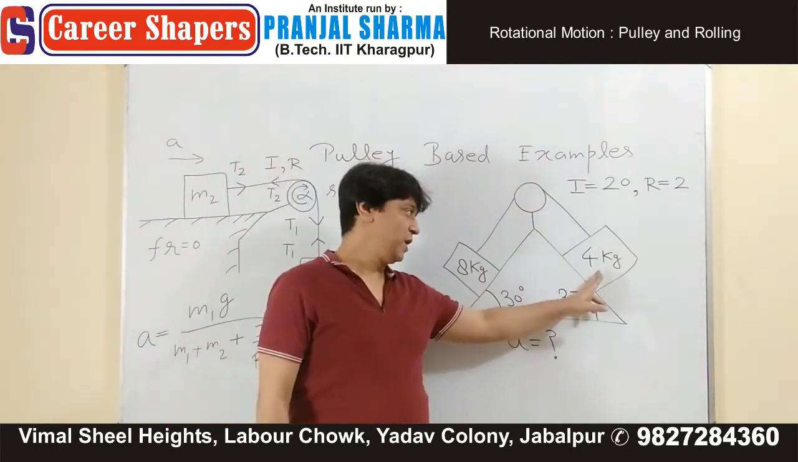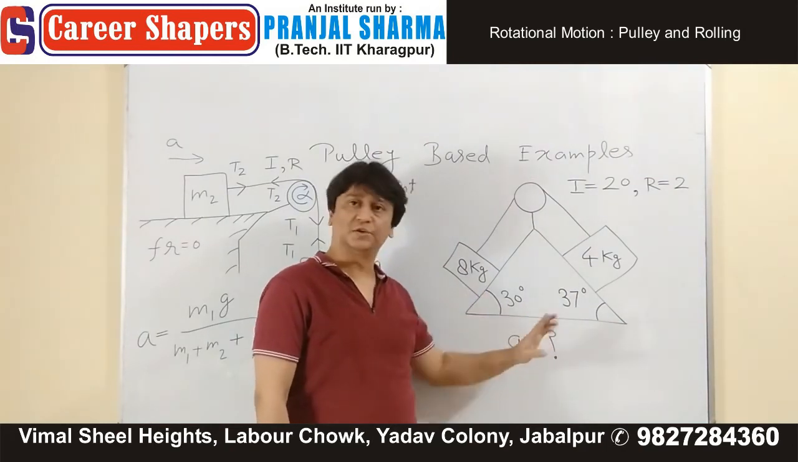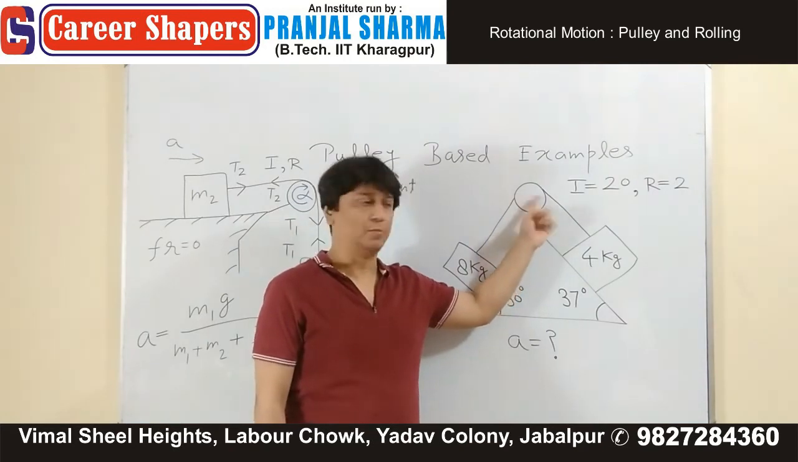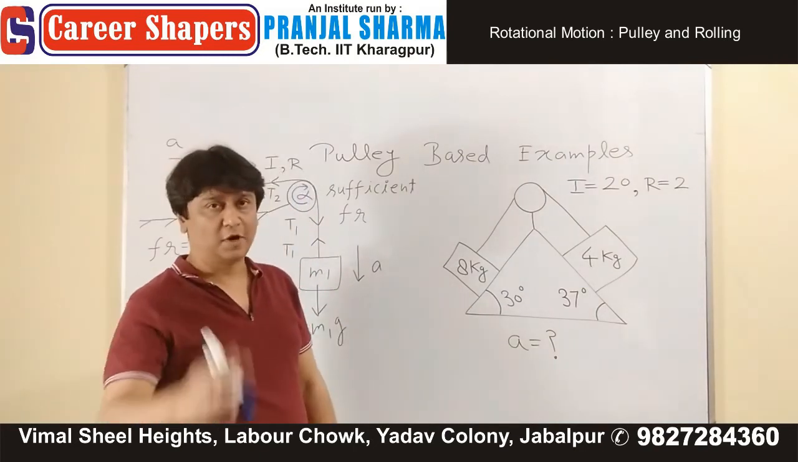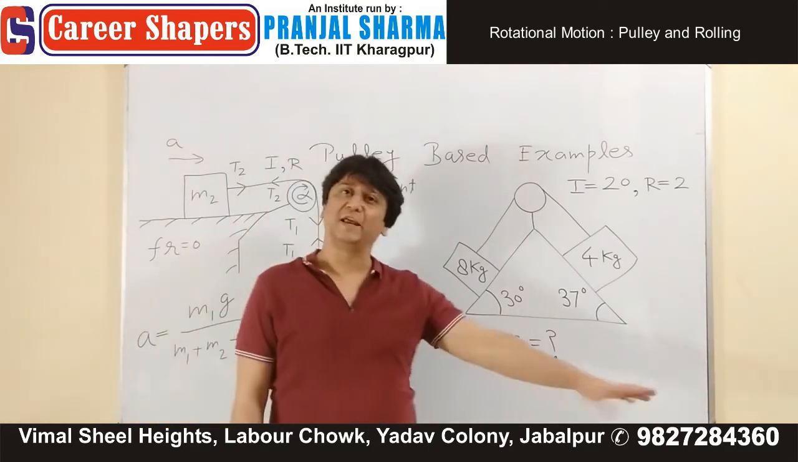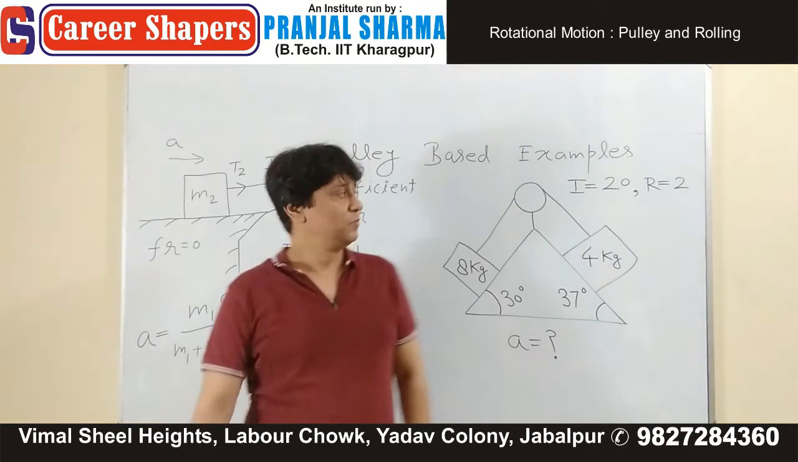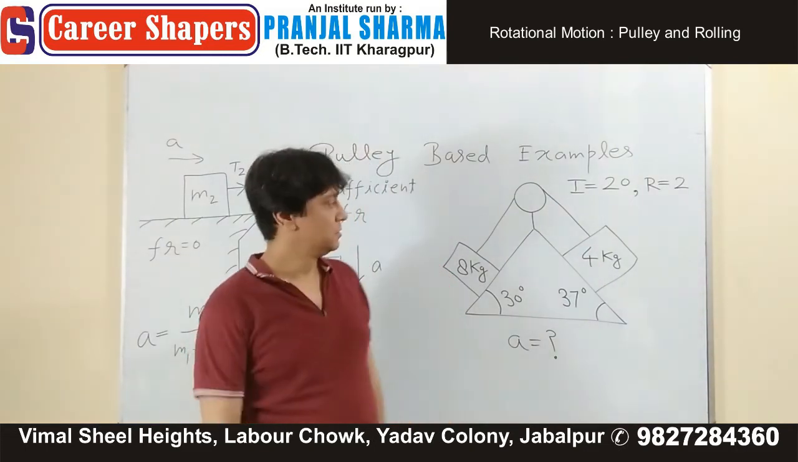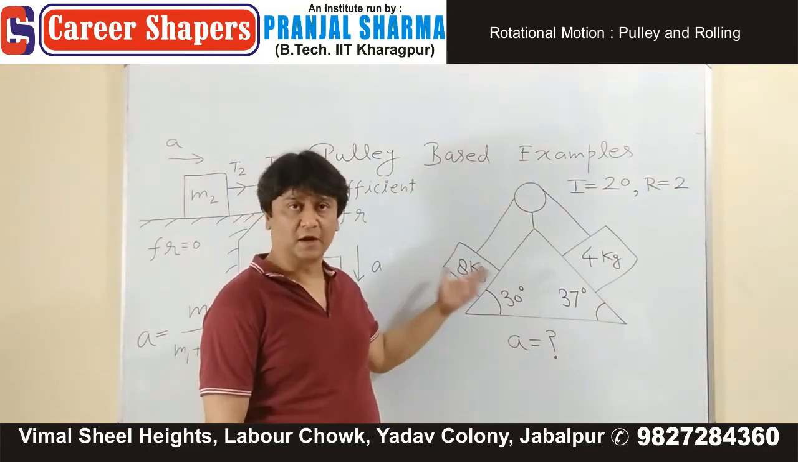No friction between 4 and the triangular wedge. Between 8 and triangular wedge, no friction. Sufficient friction between pulley and rope. Find out acceleration of 4 and 8. Should not take more than 1 minute. And you don't have to write any equations. I want a straightforward answer like this. Think about how to use this equation. Your confidence will increase. Try it, it is a very easy thing.